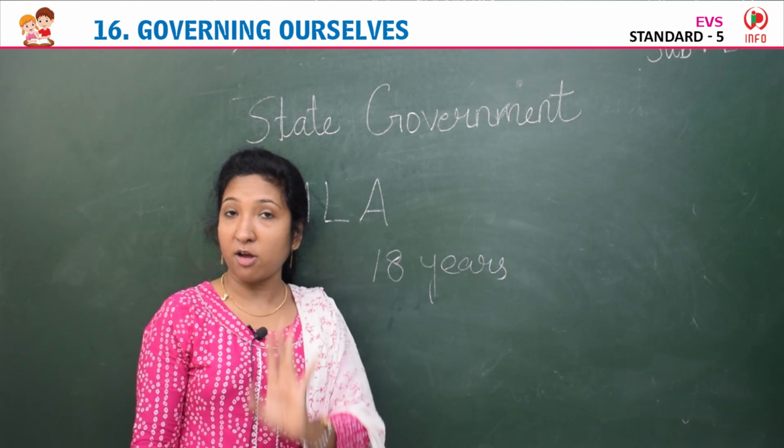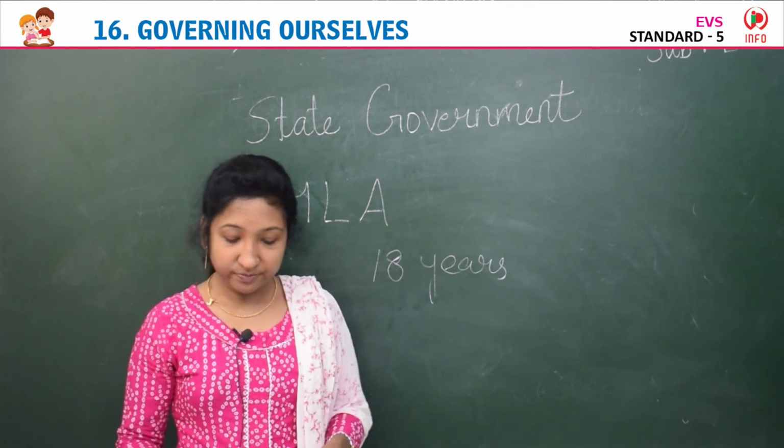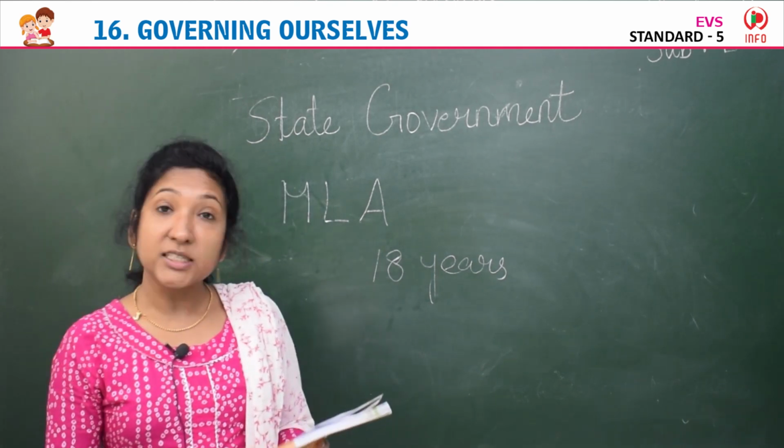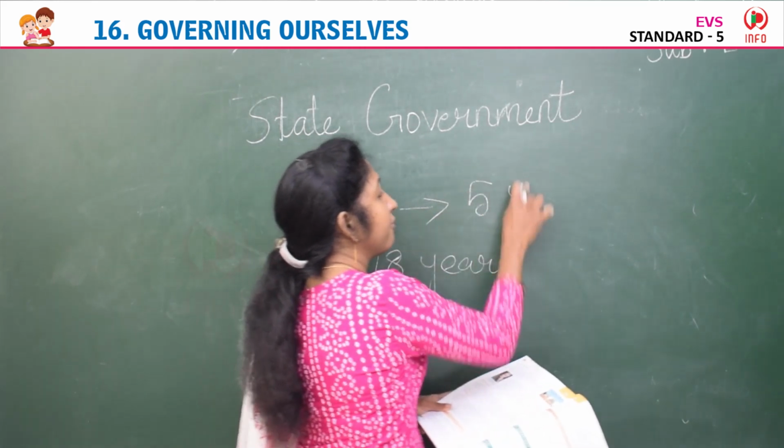Not the small children. You have to complete 18 years of age to get the right to vote. And they are elected for a period of 5 years.